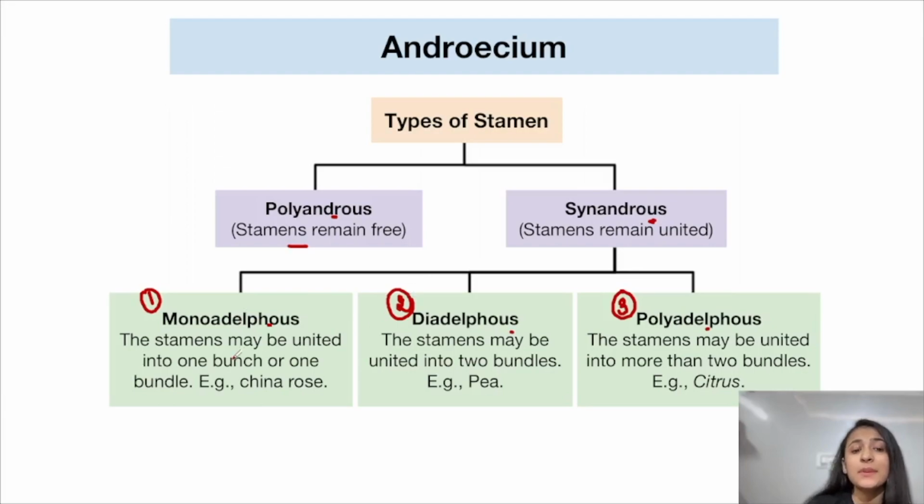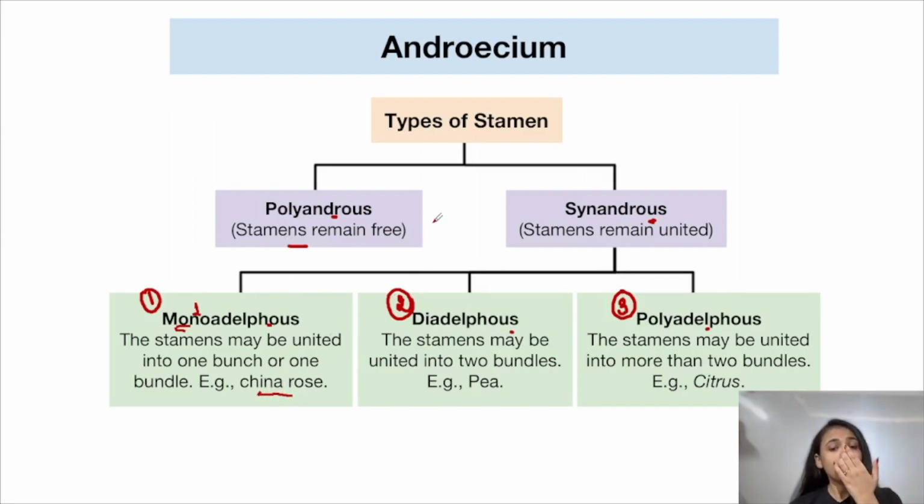So what happens in monoadelphous condition? The stamens may be united into one bunch or one bundle. Mono means one only, right? So monoadelphous means one bundle. All the stamens are united and are present as one bundle or one bunch. This condition is seen in China rose, or the scientific name of China rose is Hibiscus.